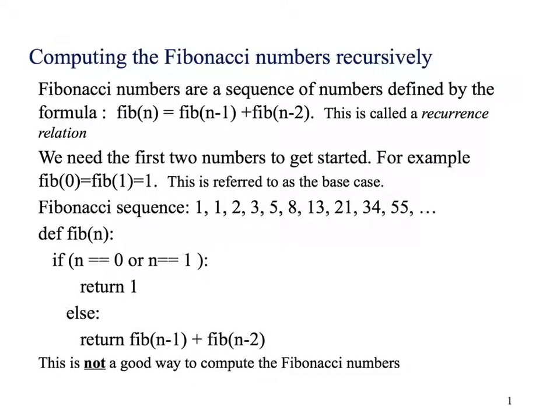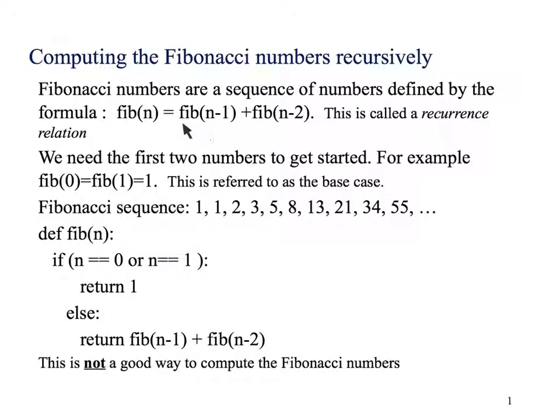This is a short screencast to try to illustrate recursion on a simple example. So what we're going to do is compute the Fibonacci numbers recursively. So what are the Fibonacci numbers? The Fibonacci numbers are just a sequence of numbers that are defined by what's called a recurrence relation. And what does that mean? That means that to compute some Fibonacci number, you do something with earlier numbers in the sequence.